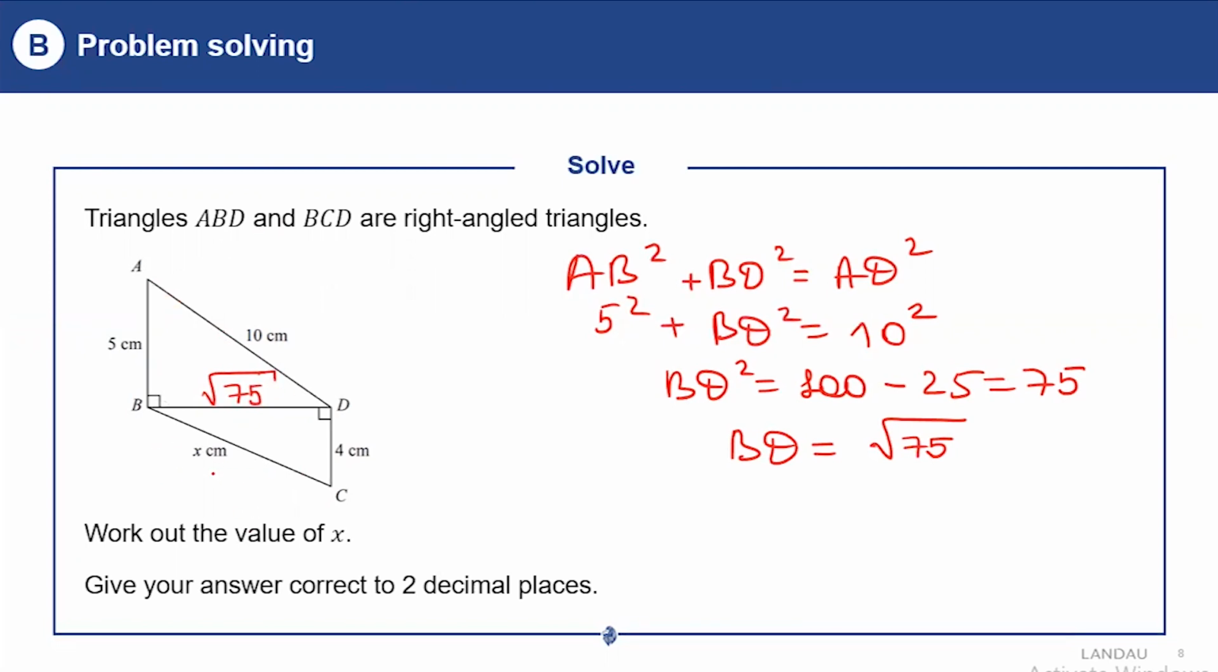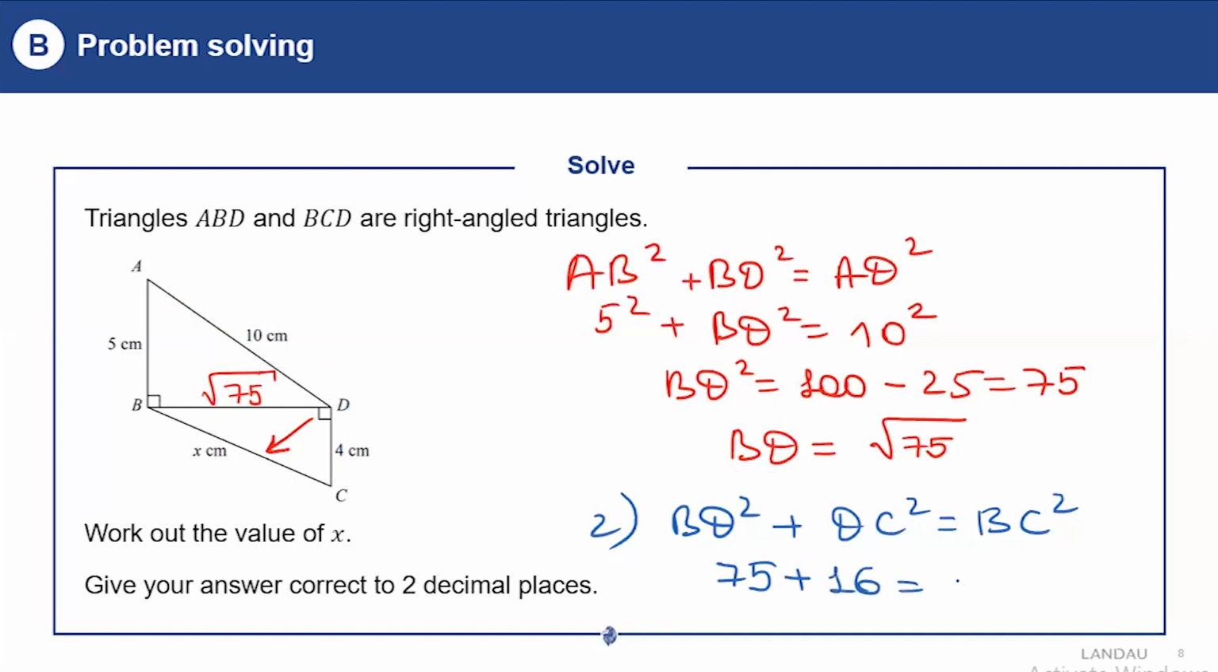And then in the final step, we need to find the value of x. But x is the hypotenuse, right? Because it is opposite the right angle. So we can write in the second step BD squared plus DC squared equals BC squared. BD we found in the first step. It is root of 75. But if we want to find the square of it, we will remove the root. It will be 75 plus DC is 4, so we need 4 squared, which is 16, equals BC squared, and then we will get BC squared equals 91.